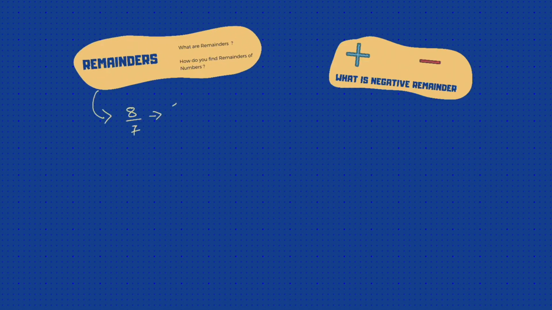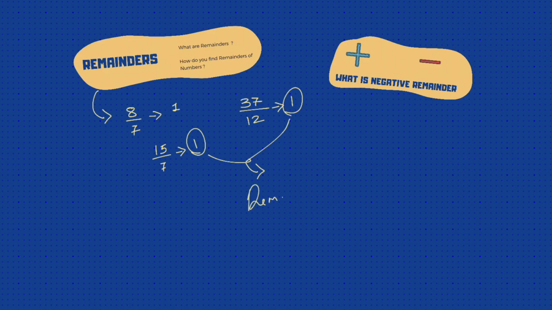Say if I give you 8 divided by 7, you will say the remainder is 1, which is very simple. 7 ones are 7. 15 divided by 7, 7 twos are 14, remainder is again 1. 37 divided by 12, 12 threes are 36, remainder is again 1. So this is what you call a remainder, something that remains after you divide.